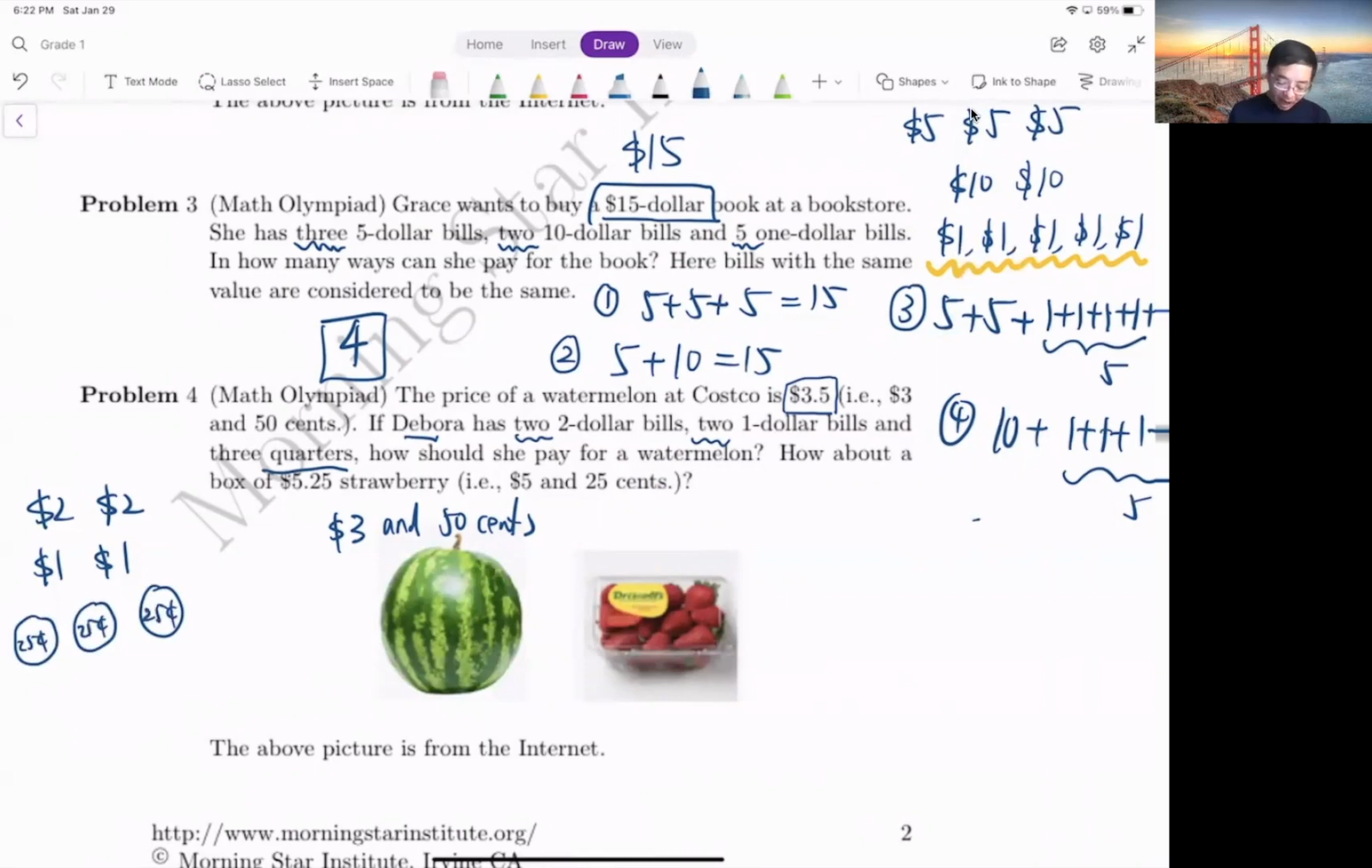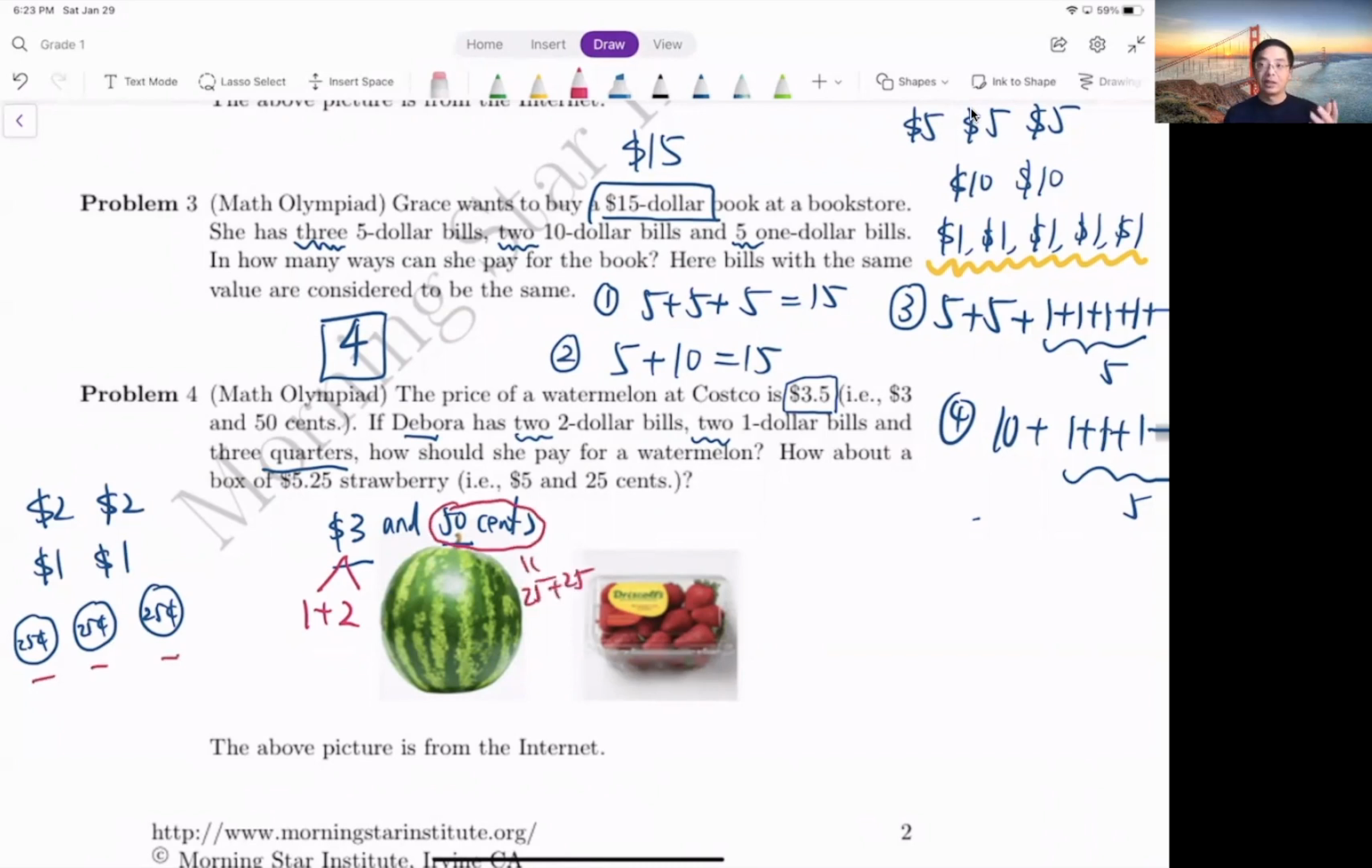All right. Now, how do we pay $3.50? First of all, obviously for $3, I can use $1 plus $2, right? So use a $1 bill and one $2 bill, 1 plus 2. And then how do I deal with 50 cents? Each quarter is 25, so I can break it as 25 plus 25, right? So that means Deborah should use a $1 bill plus one $2 bill and plus two quarters. Then you add together: $3.50, right?